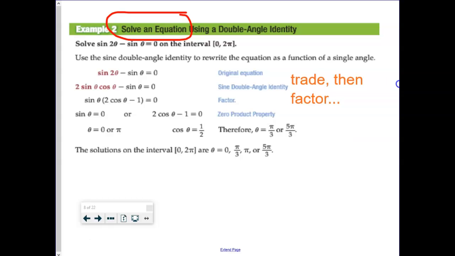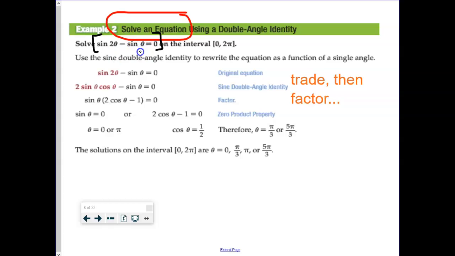Okay, let me show you something here. I got sine of 2 theta minus sine theta equals 0. This is our original problem. This is out of your textbook. And they just want me to find all my solutions between 0 and 2 pi. So a lot of kids are looking at that thinking they're supposed to factor a sine function out, which I think is a great instinct that you have.